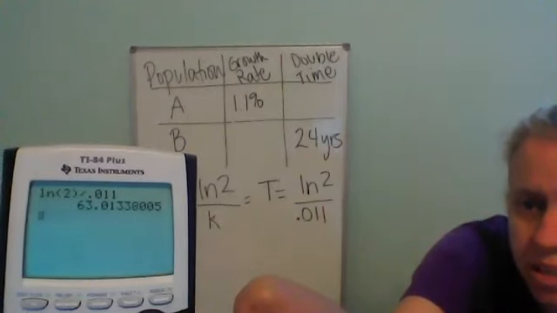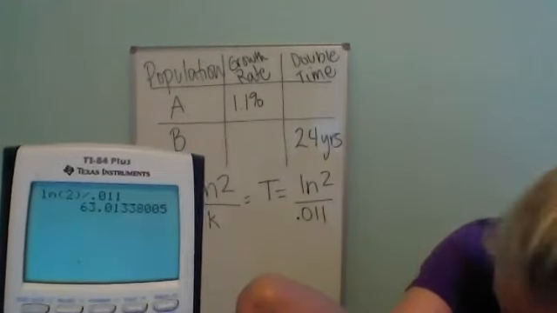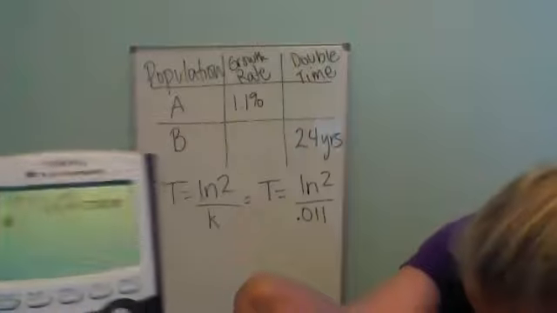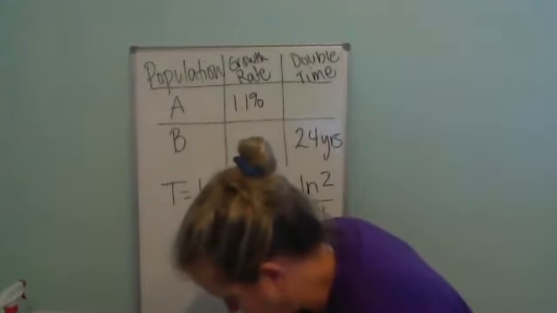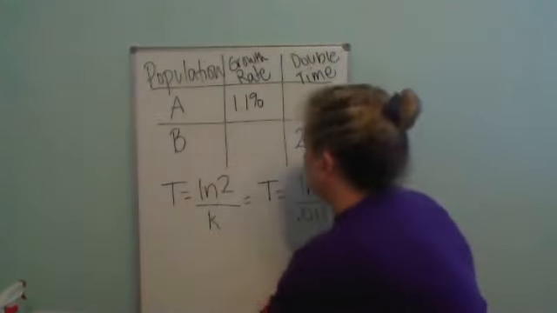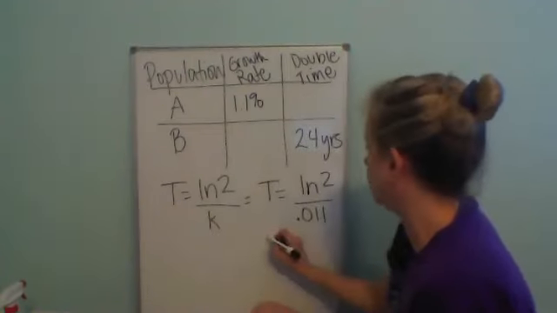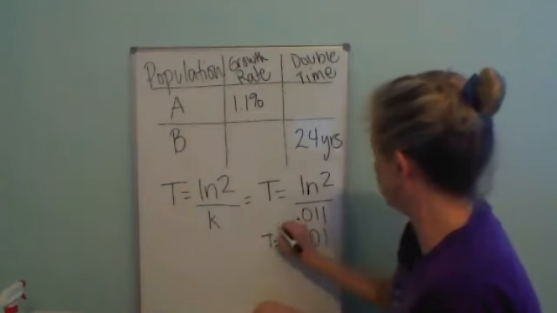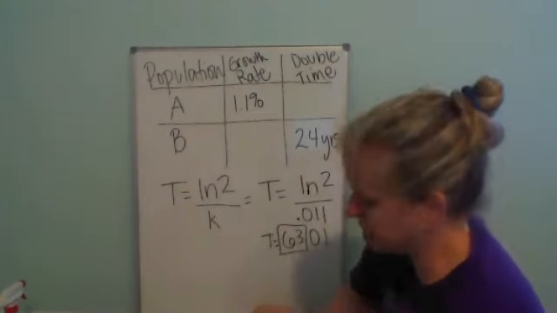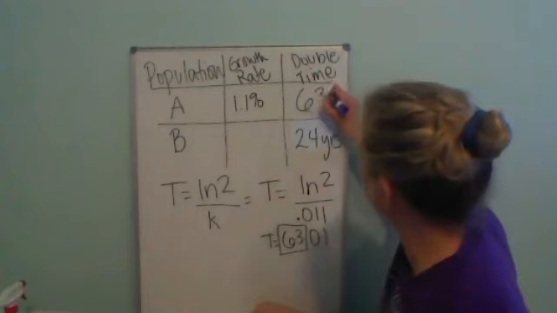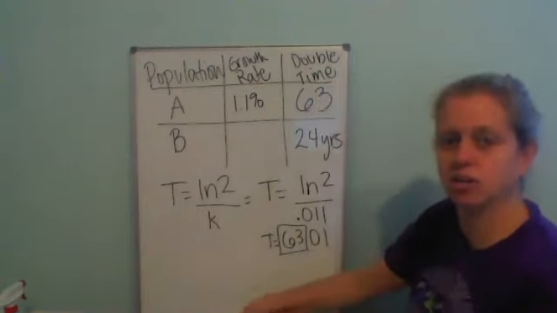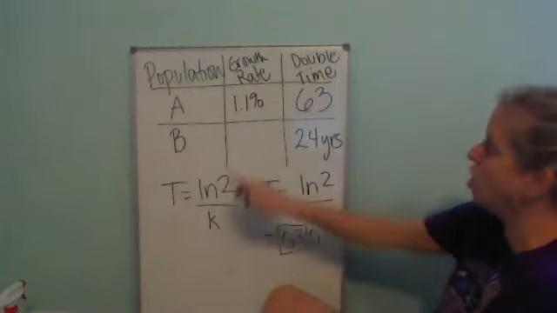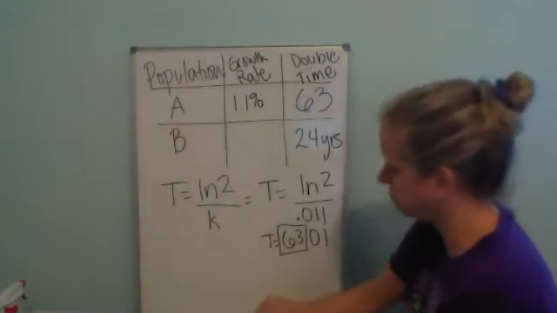Hit enter. So 63.01, and what does it want it to do? Let's see. Round doubling time to the nearest whole number. So since it's 63.01, the nearest whole number would be 63 years. So it's going to take 63 years for the population to double if it's growing at 1.1%.